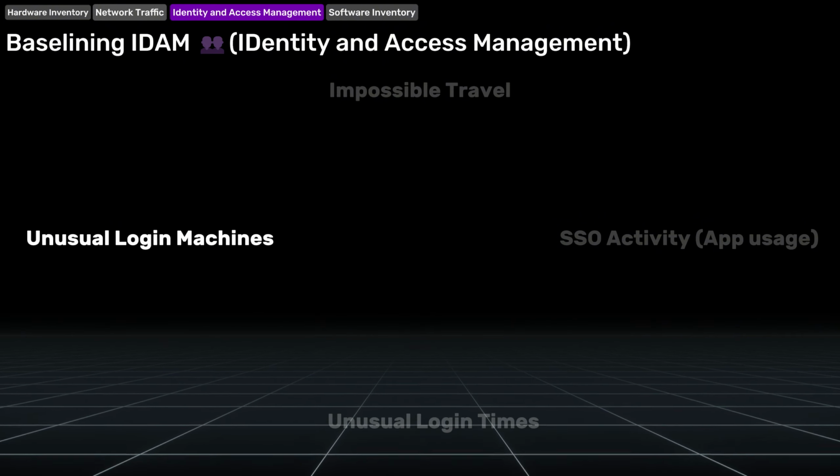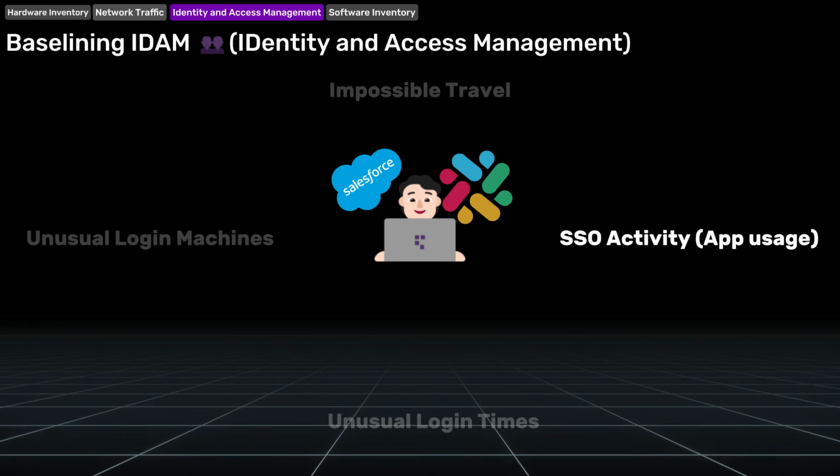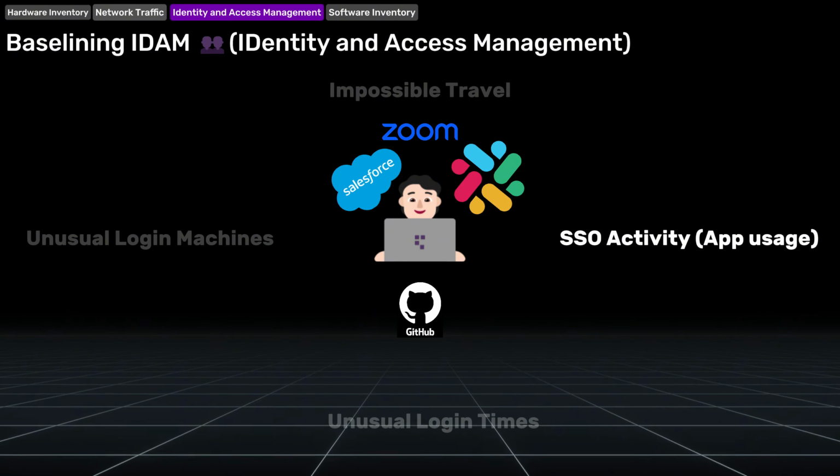Unusual login machines. I already covered this. If a user logs onto a machine that they don't usually use, that could indicate malicious activity. App usage or SSO activity. If the organization uses single sign-on, users will be using SSO to log into multiple enterprise apps. A baseline might be created for users accessing these applications. A user who does not need to access GitHub but is suddenly logging into it might mean that the user account is compromised and needs to be investigated.